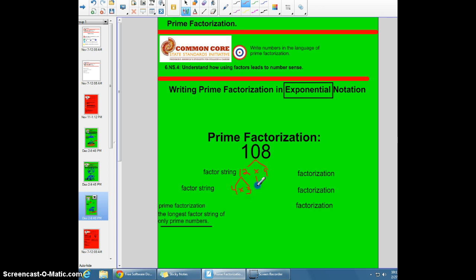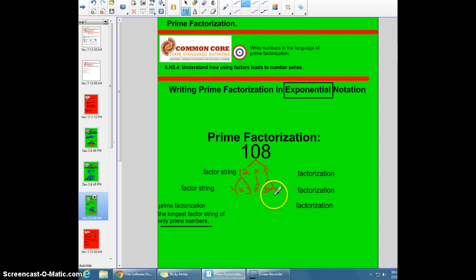And I'm going to bring this multiplication sign down. Because 4 times 3 is only 12, I need to continue the rest of my factor string to get 108. 4 times 3 times what makes 108? Well, 9 is not a prime number. So I've got to turn 9 into a prime number by breaking it down into a factor string of only primes. I know that 3 times 3 is 9. Right now my factor string is 4 times 3 times 3 times 3. I'm factorizing these numbers to try to get 108.